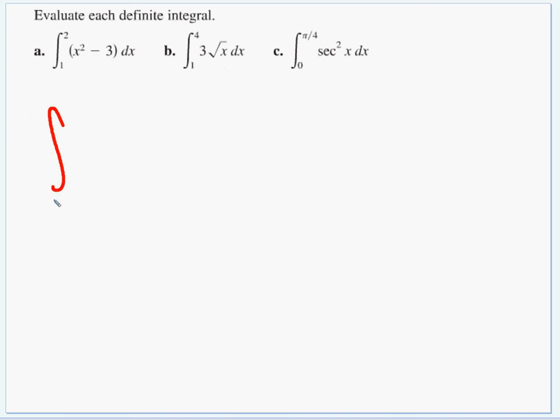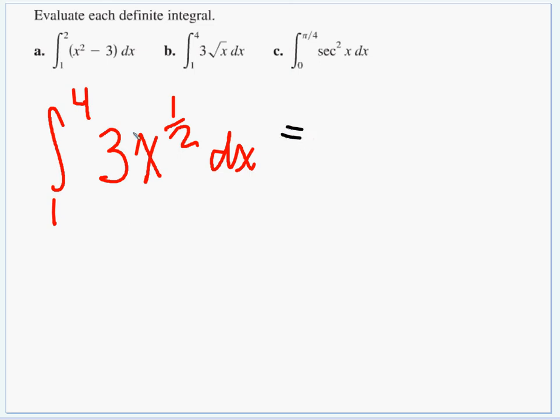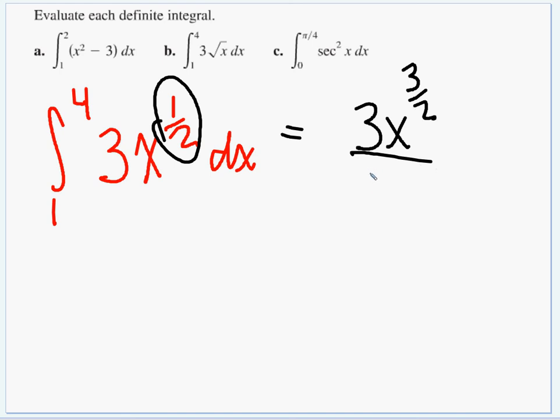So definite integral from 1 to 4 of 3 root of x, I'm going to write as x to the 1/2 dx. Now we could move the 3 out, antiderive, and then put the 3 back, or we could just keep the 3 there and let it come along for the ride. So let's see, we're going to have a 3x. Raise the power by 1. 1/2 plus 2/2 is 3/2. And we're going to divide by that same exponent, 3/2.